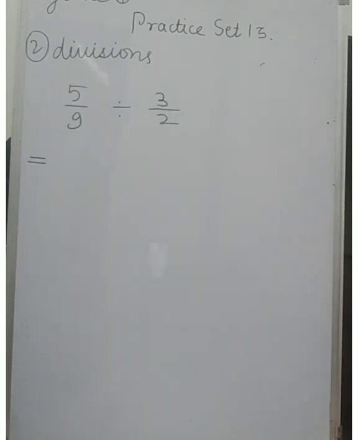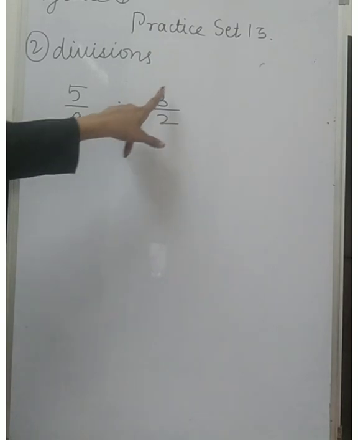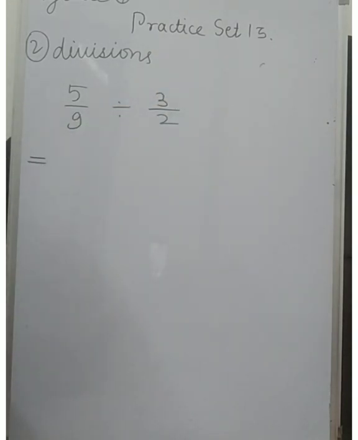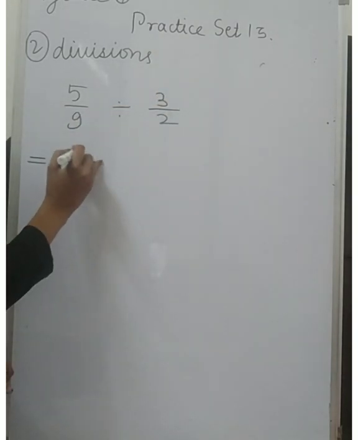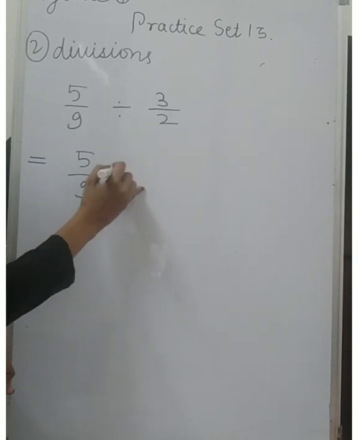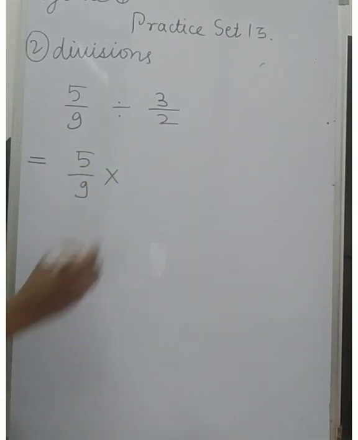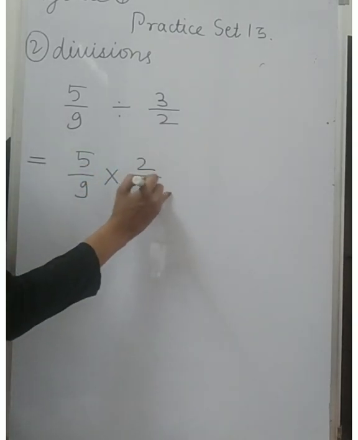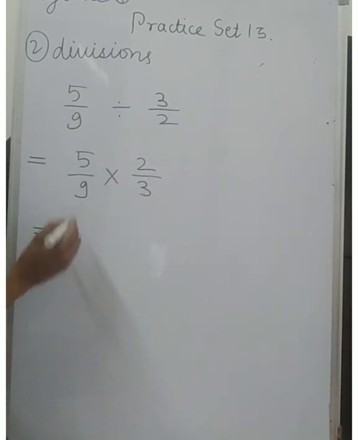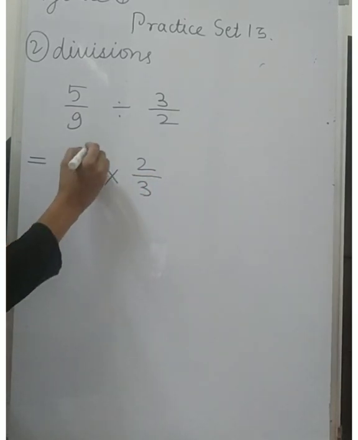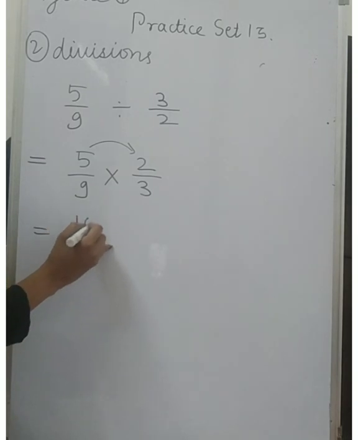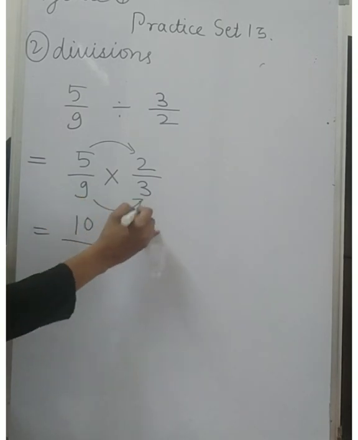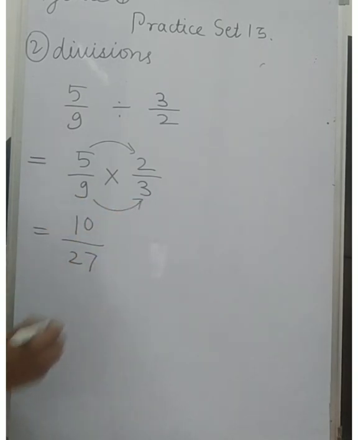5 upon 9 divided by 3 upon 2. So what are we going to write? We are going to write 5 upon 9 multiplied by its reciprocal. Reciprocal is 2 upon 3. So this will be 5 2s are 10 and this is 9 3s are 27. This is the answer.